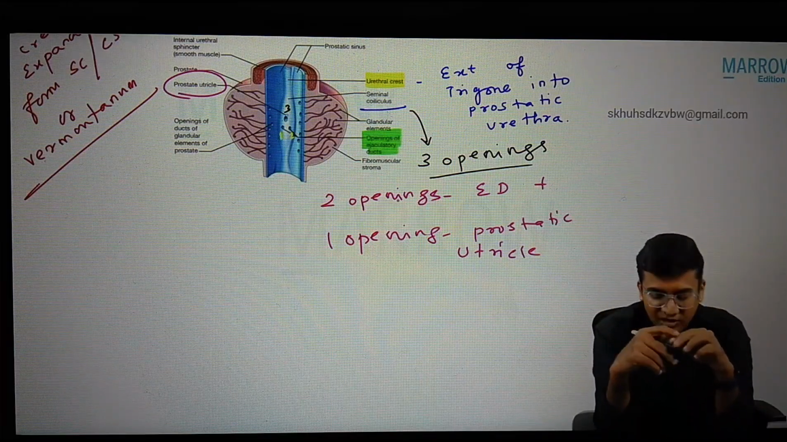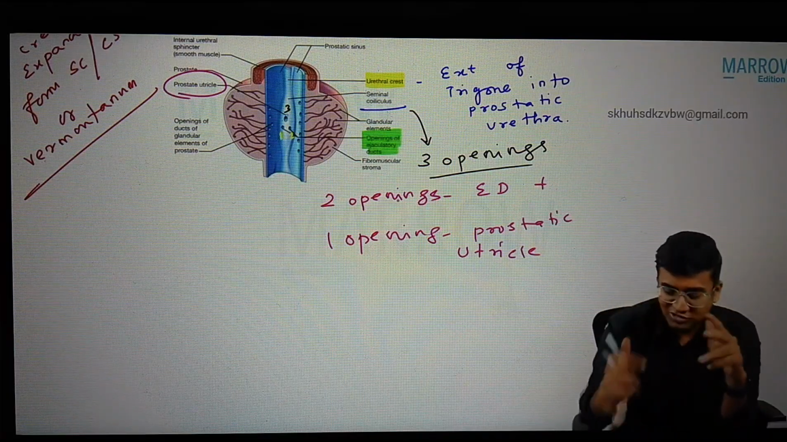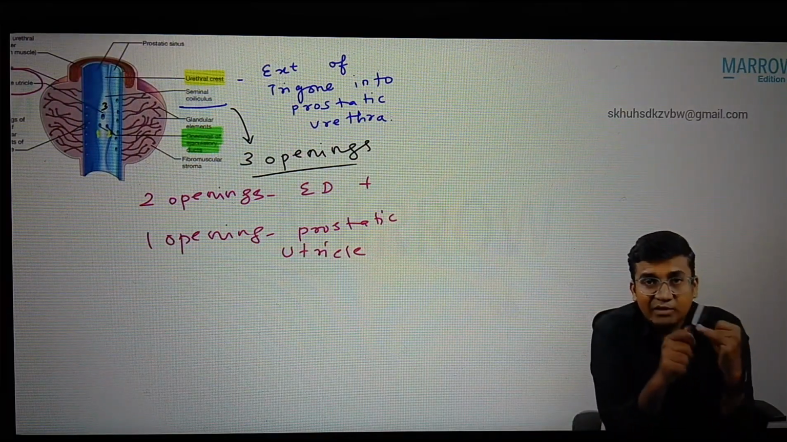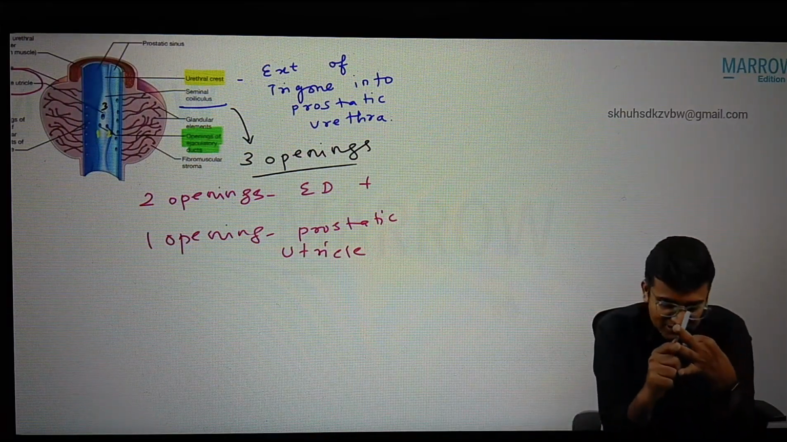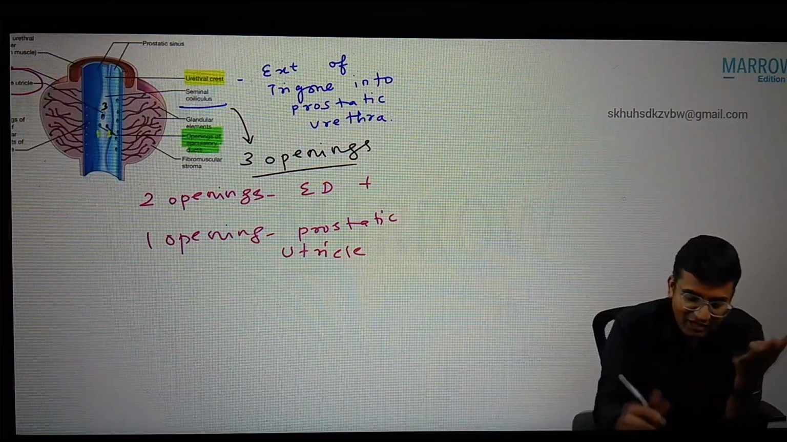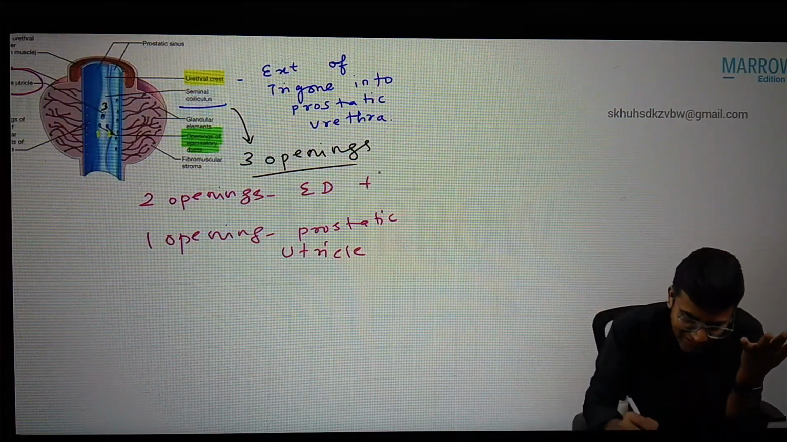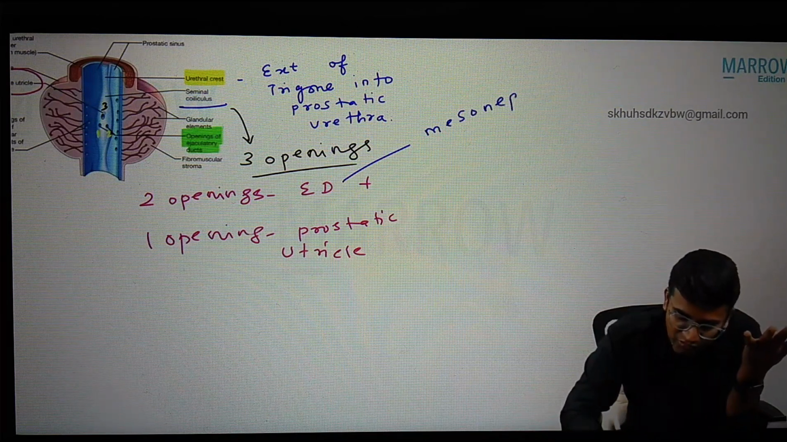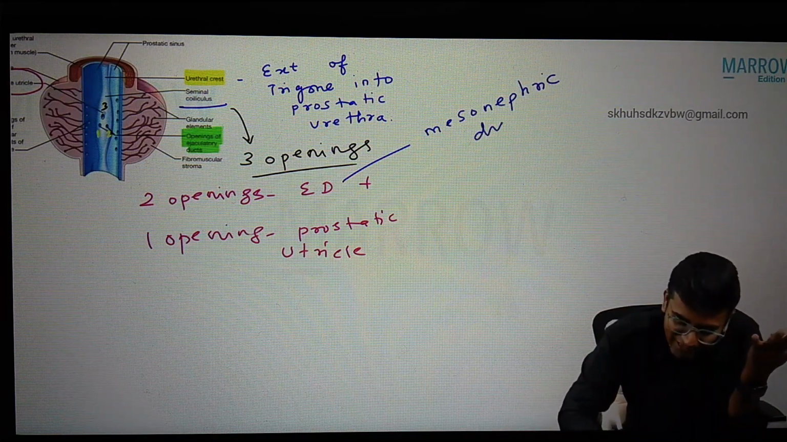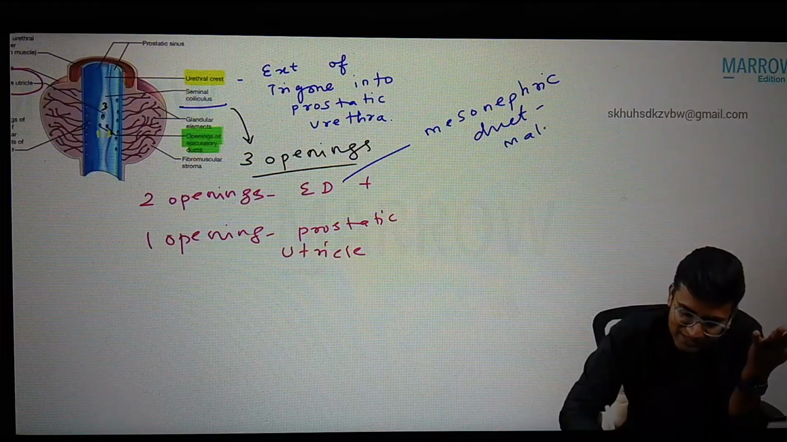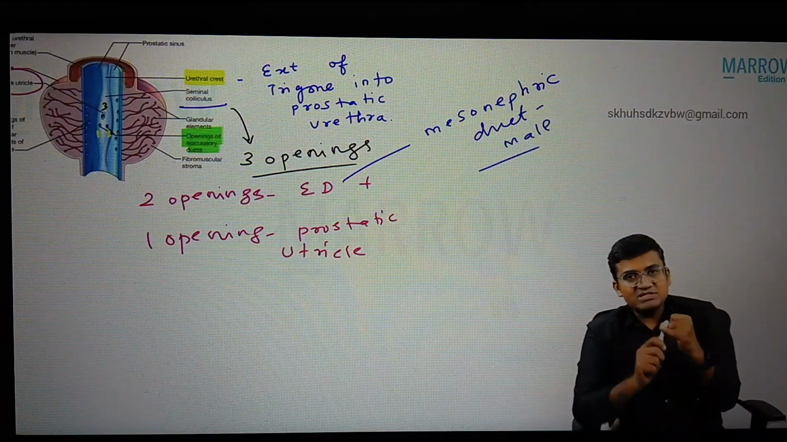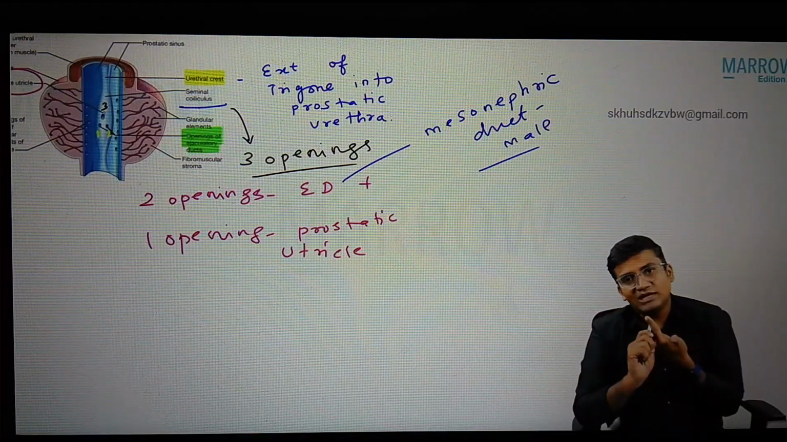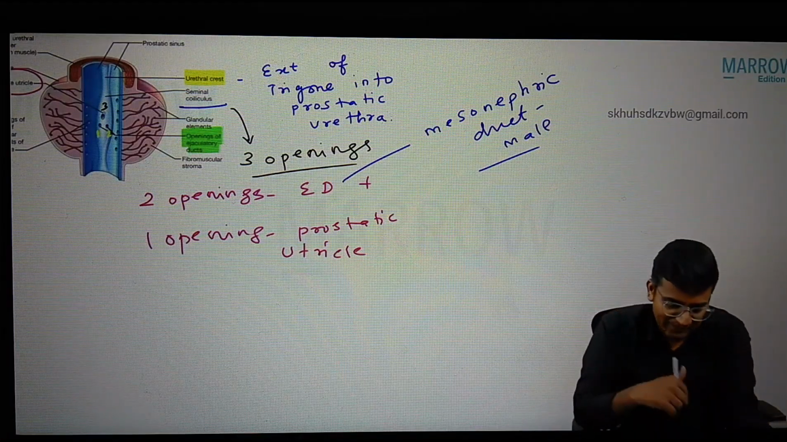Now the ejaculatory duct, I told you again in the development itself, the vas deferens, epididymis, seminal vesicle, ejaculatory duct, they are all coming from the mesonephric duct. So the ejaculatory duct is a derivative of the mesonephric duct in male.